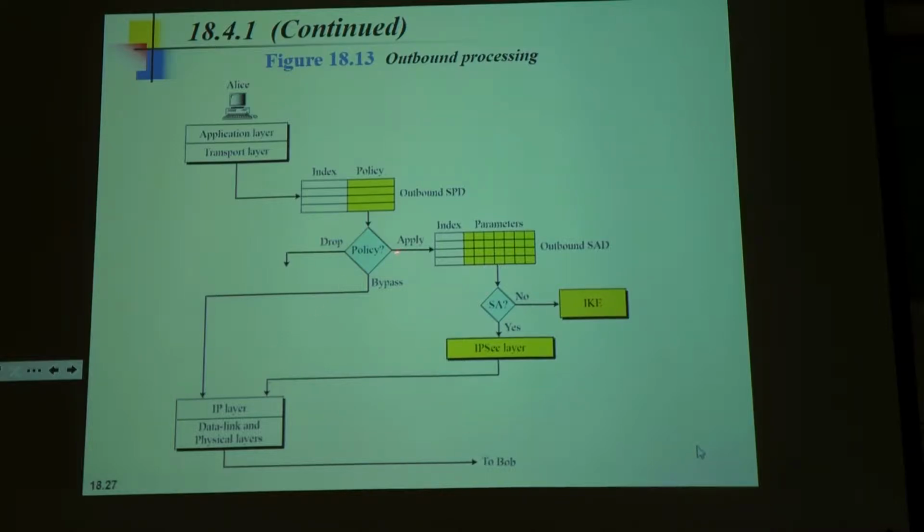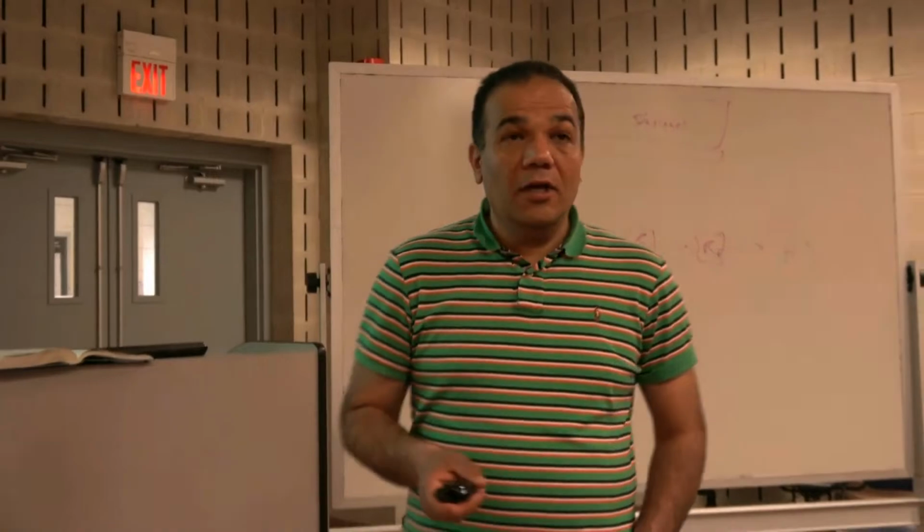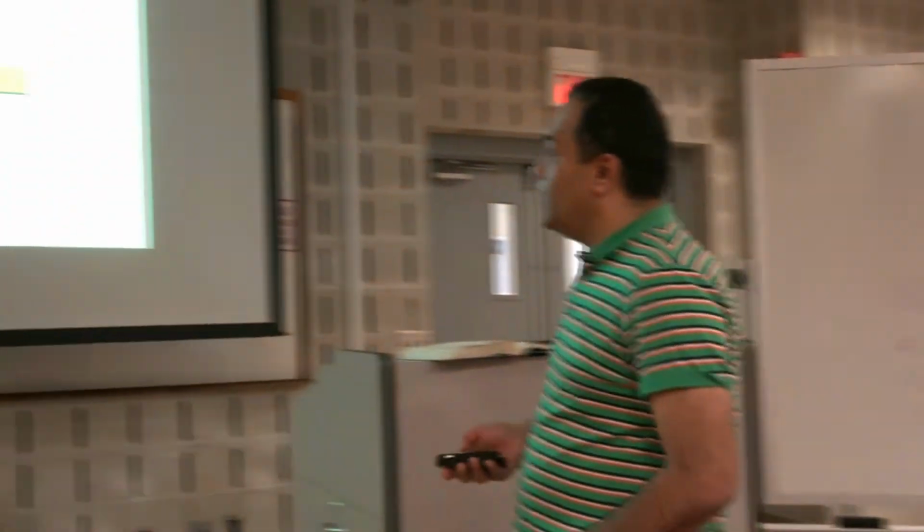So if there is a policy, either you apply it if you match, or you drop. If there is a bypass, you don't have to apply it. So the data goes from the transport layer all the way to where? The IP layer, data link layer, physical layer, to Bob. If there is no policy, you don't have to apply any policy. If there is a policy, you have to check it.